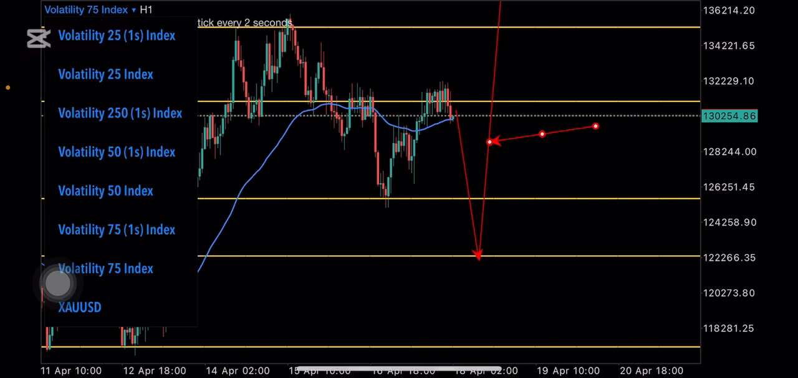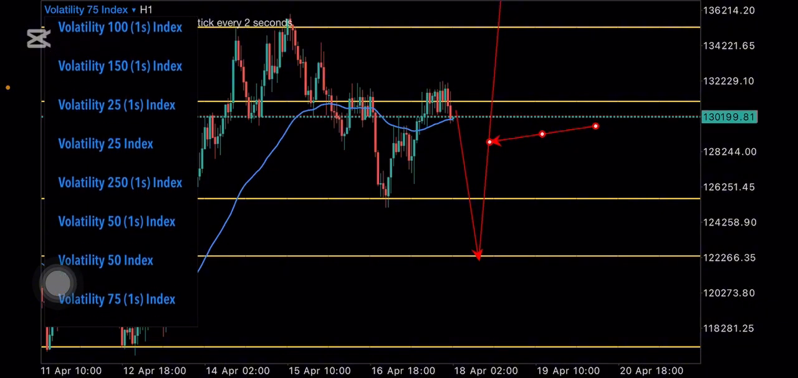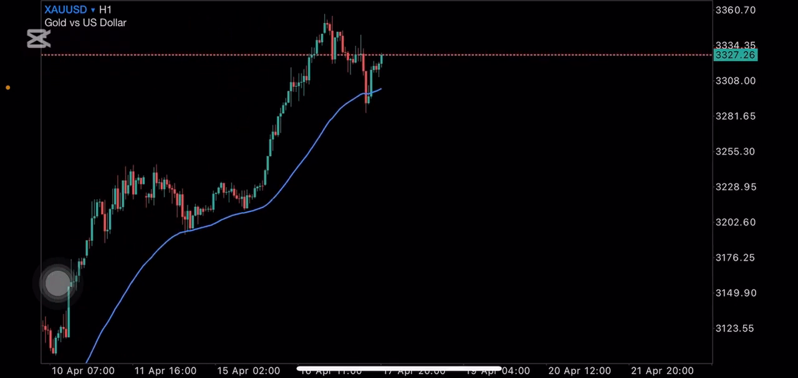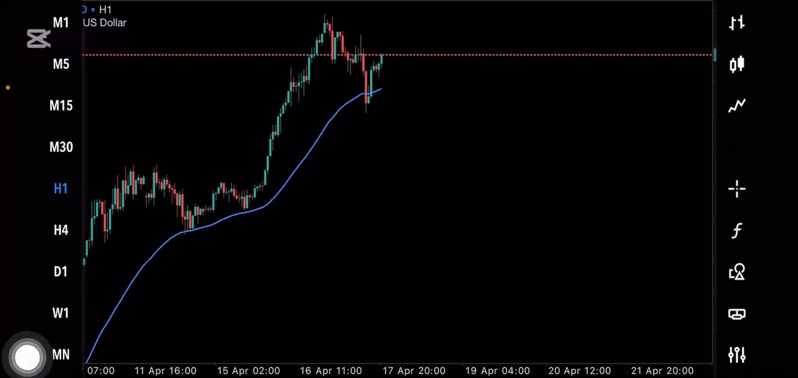Which chart should I use? Okay, let's do gold. I like gold. I also like Bitcoin. So which one do I do? Okay, let's do gold. Yeah, gold is okay.